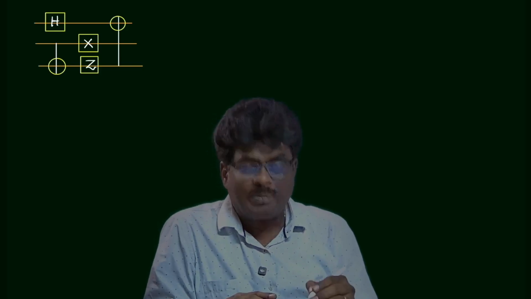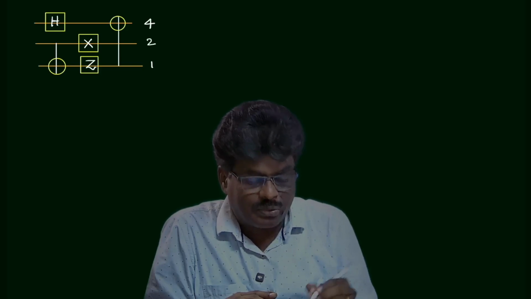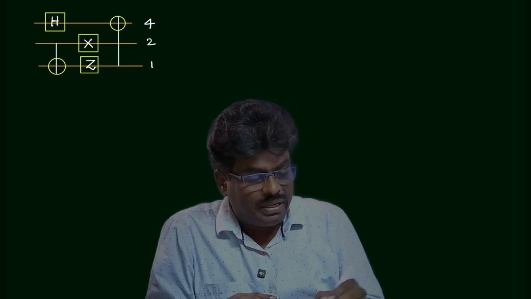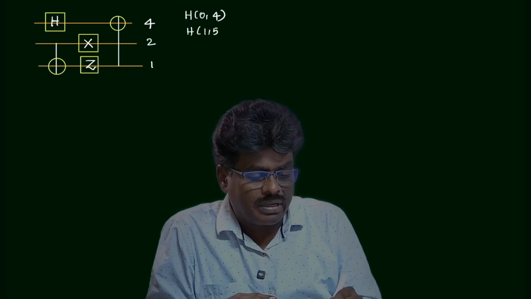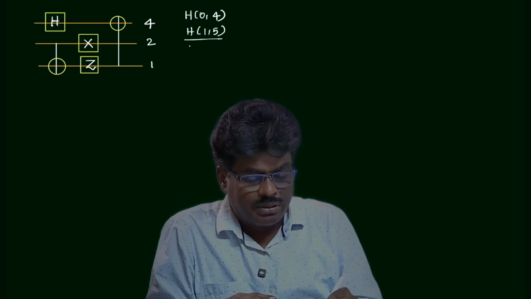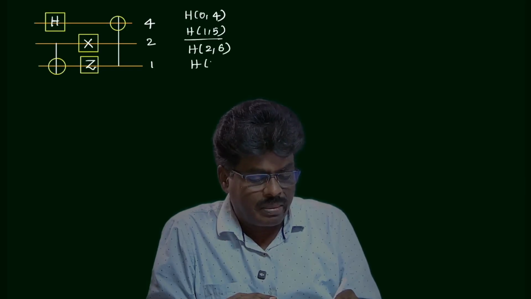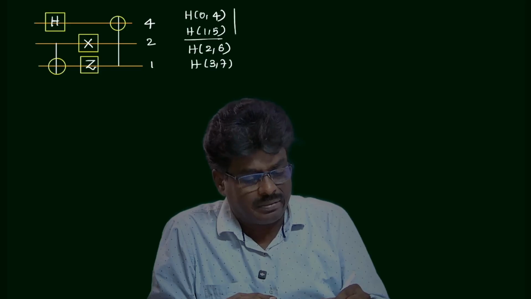So welcome back, and here is the next quantum circuit, with 3 qubit states. I'm taking the decimal notation 1, 2, 4. Now I'm taking the operations from left to right. So here the Hadamard operation is there, H of 0 comma 4, and add 1 comma 5. Next you have to add the remaining, 2 comma 6 and 3 comma 7.